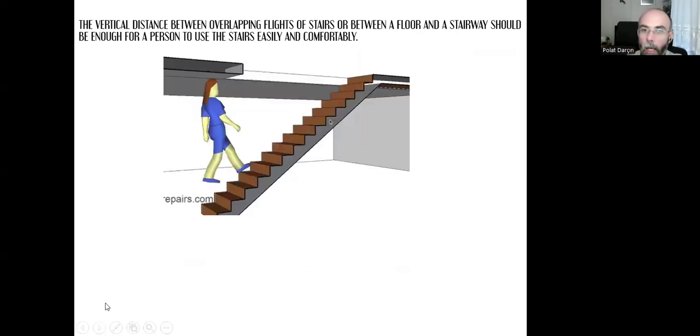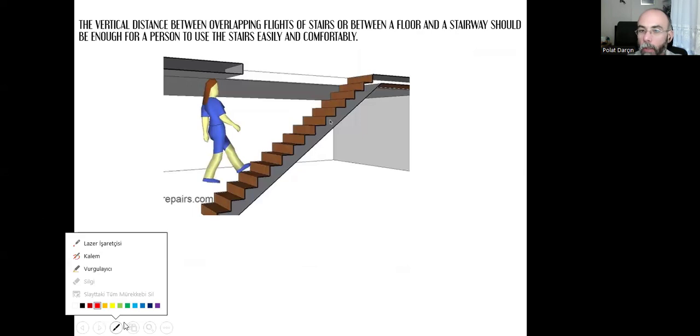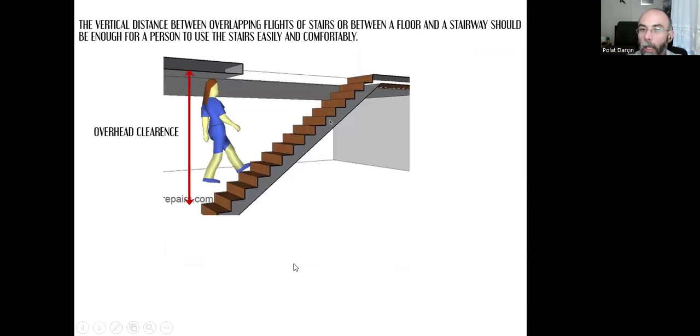Let's take a look at the stairwell and well hall. What are their functions? What are they for? The vertical distance between overlapping flights of stairs or between a floor and the stairway should be enough for a person to use the stairs easily and comfortably. That's what we call an overhead clearance. We don't want our user to hit their head.